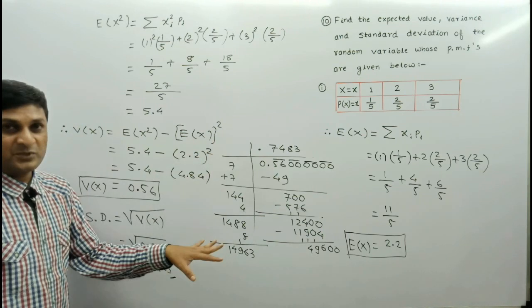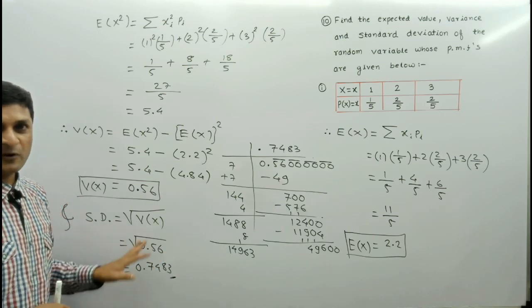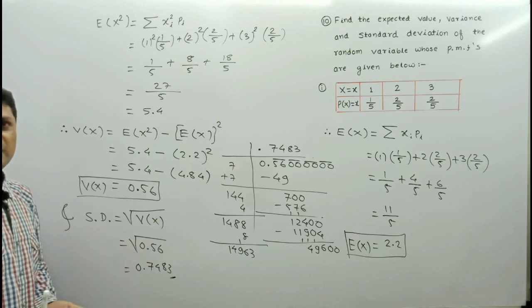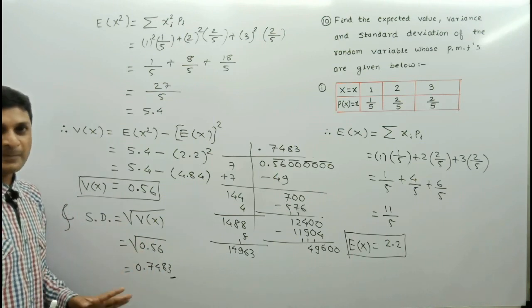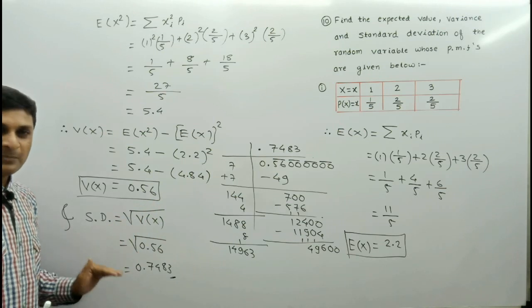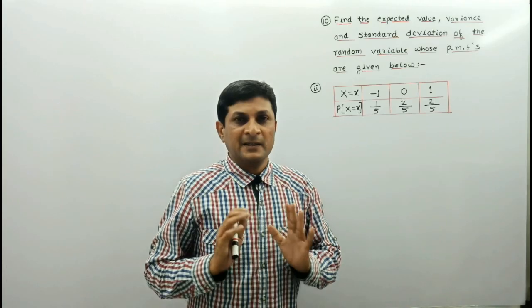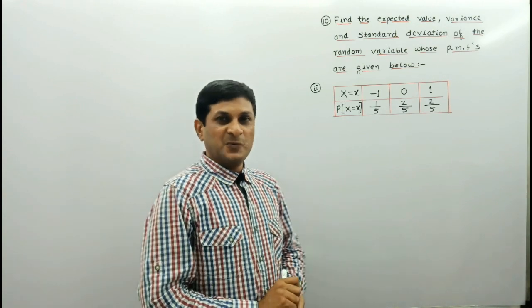Applying what? Long division method. But I will suggest you to use log table to find out square root. Hardly 10 seconds will be required to find out square root applying what? Log table. So instead of applying this long division method, apply log table to find out what? Square root. Now observe the second example from question number 10.